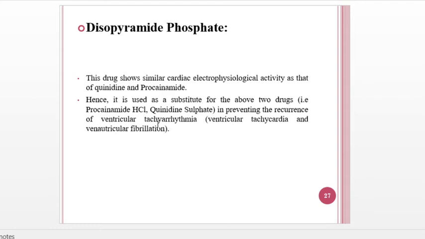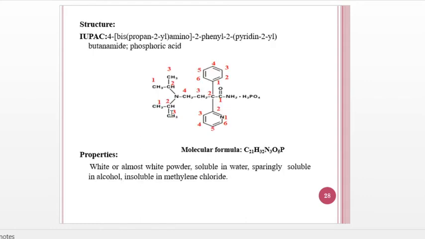This is disopyramide. This drug shows similar cardiac electrophysiological activity to quinidine and procainamide. Hence, it is used as a substitute for the above two drugs in preventing the recurrence of ventricular tachycardia and ventricular fibrillation. This is the structure of this drug.